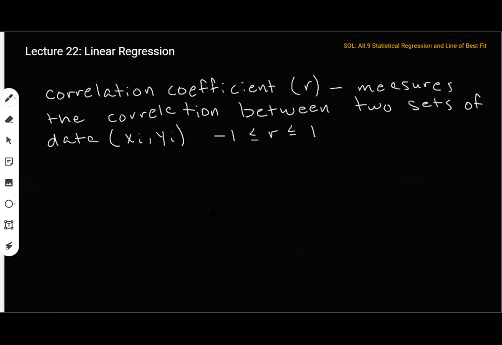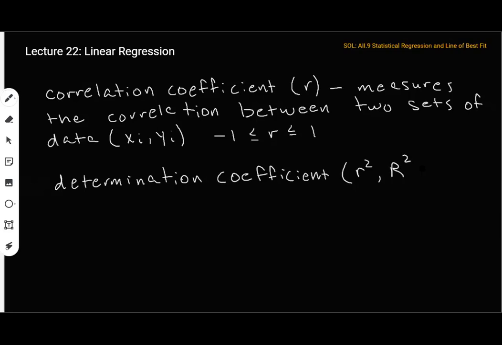Now, if you square R, you're going to get the determination coefficient. So the determination coefficient is going to be R squared. You can write that as a lowercase r squared, or you could do an uppercase R squared. Whichever one, doesn't matter. This is going to measure how close the data is to the regression line.